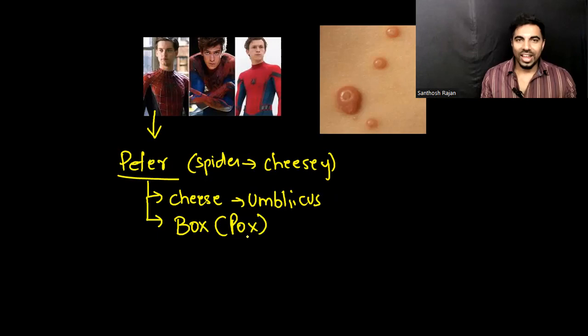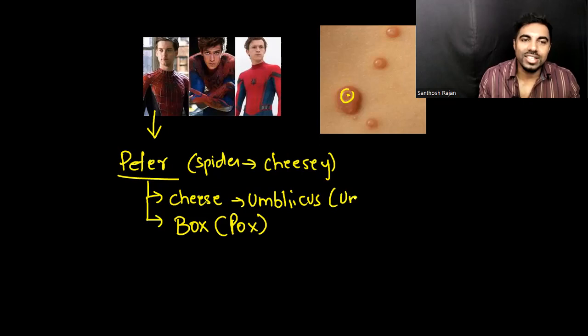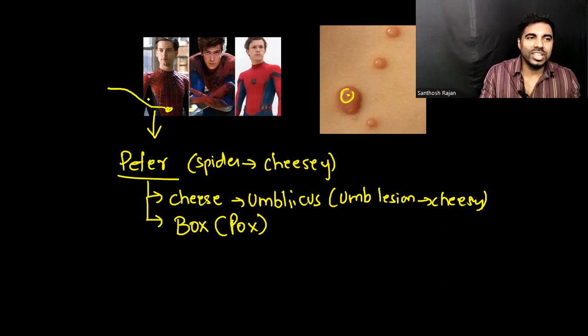Why did I say cheesy umbilicus? Because this is the umbilicated lesion with cheesy material. That's the answer. Usually in the exam, if a question comes with an umbilicated lesion with cheesy material, anything cheesy with an umbilicus, that is your Spider-Man. Spider-Man's umbilicus, something cheesy comes out, and he gets what? The web. Remember it like that.